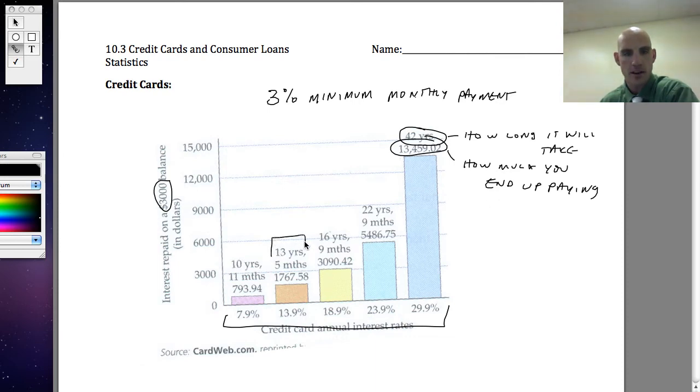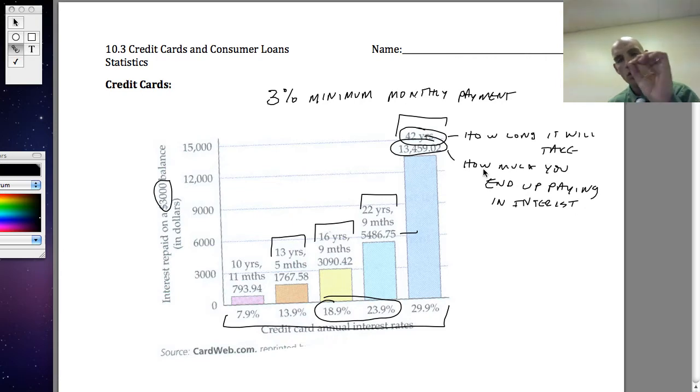As you move down the line: 13 years, 5 months, 16 years, 9 months, 22 years, 9 months, 42 years. These here are more like what you're going to get on store retail cards and stuff like that. This is strictly interest, so how much you end up paying in interest over the course of the 22 years it'll take you to pay off that $3,000 that you spent when you were 18. By the time you're 40, you're still paying it off, and you've ended up paying 2.5 times as much for it. That's the power of interest.